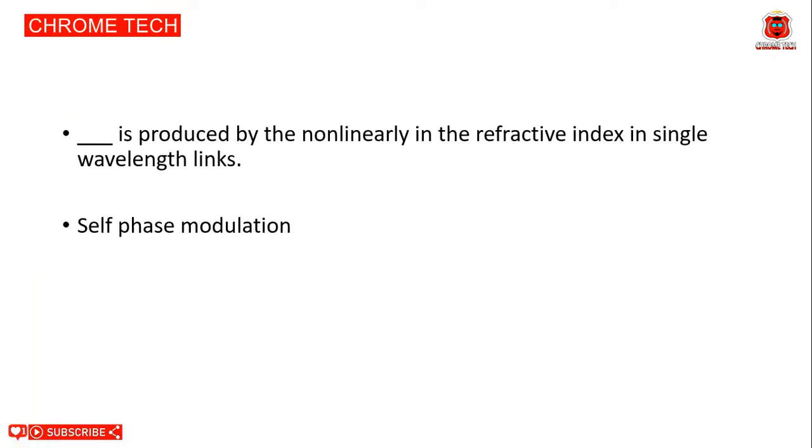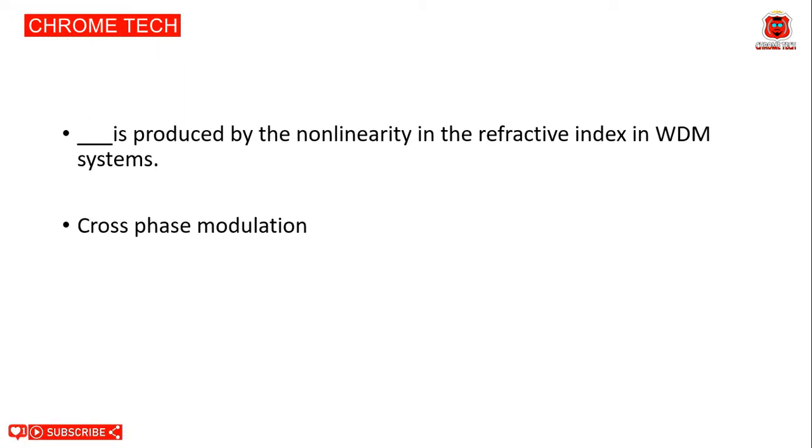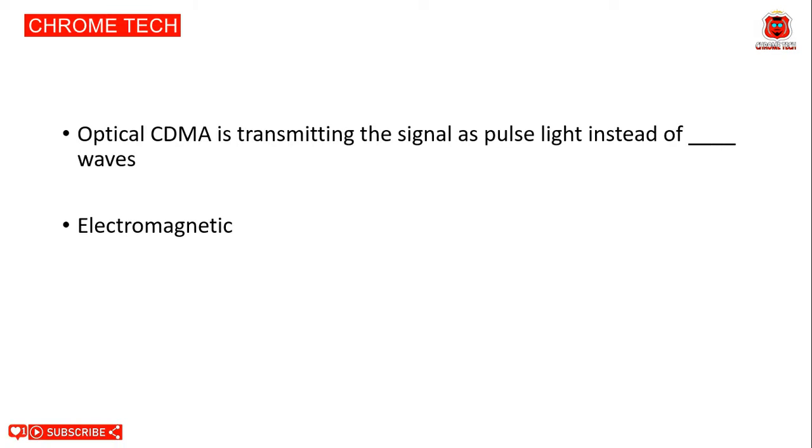Dash is produced by the non-linearity in the refractive index in single wavelength links. Self-phase modulation is the correct answer. Next question. Dash is produced by the non-linearity in the refractive index in WDM system. Cross-phase modulation is the correct answer. Optical CDMA is transmitting the signal as pulse light instead of dash waves. Electromagnetic waves is the correct answer.